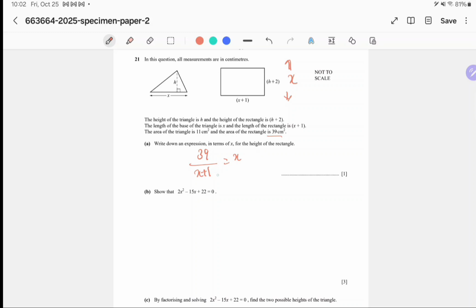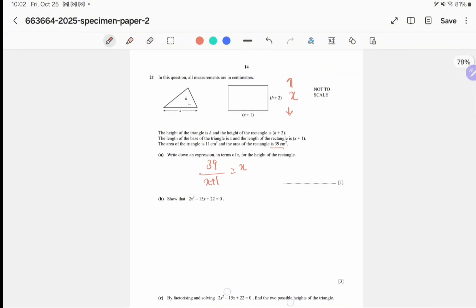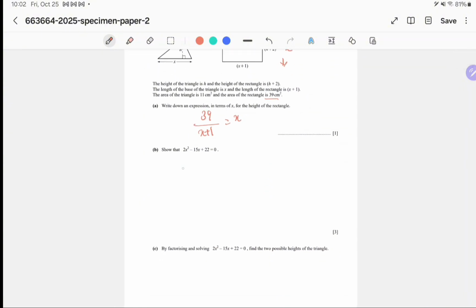That is the expression. Next one, show that 2x cube minus 2x square minus 15x plus 22 equal to 0. For a triangle, area is half into base into height. So we get the equation half into x into h equal to 11. This is equation 1. For the rectangle it is length into breadth, so x plus 1 into h plus 2 equal to 39. This is equation 2.